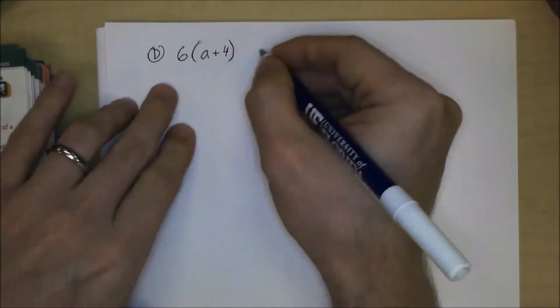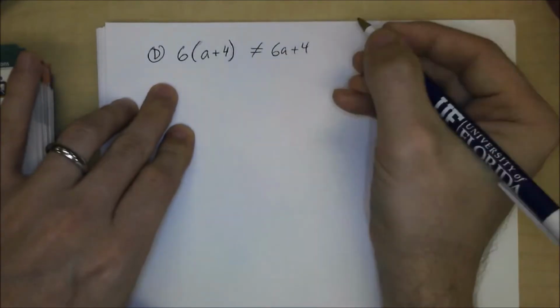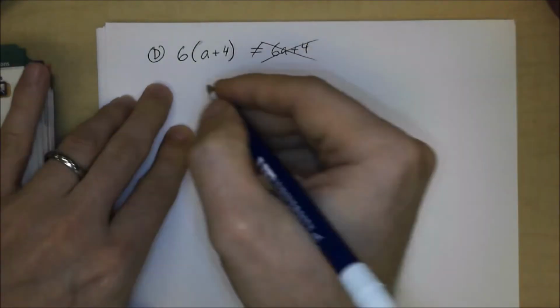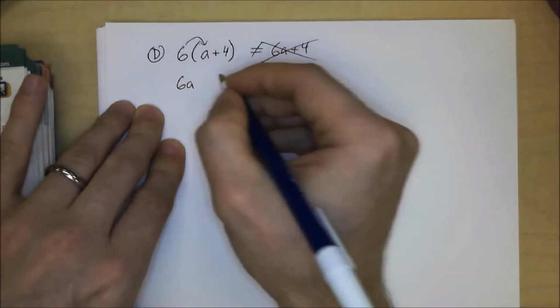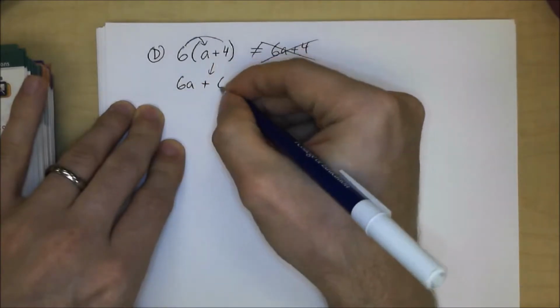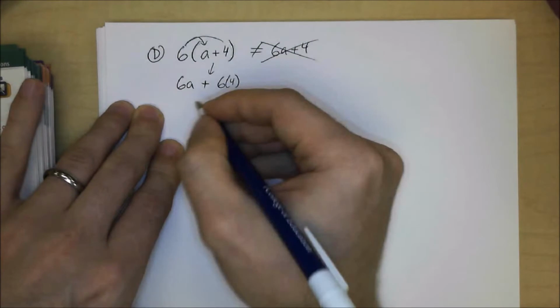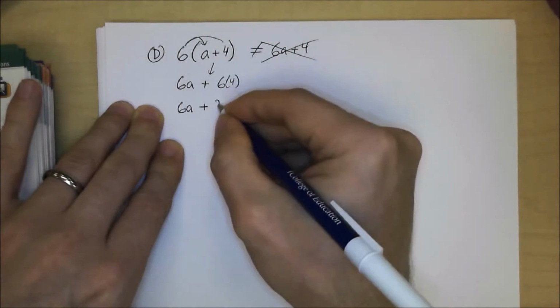So this does not equal that. Does not equal that. Nope, nope, nope. So we've got 6 times A, 6A, plus 6 times 4, and 6 times 4 is 24, so we're going to write this as 6A plus 24, and that's it.